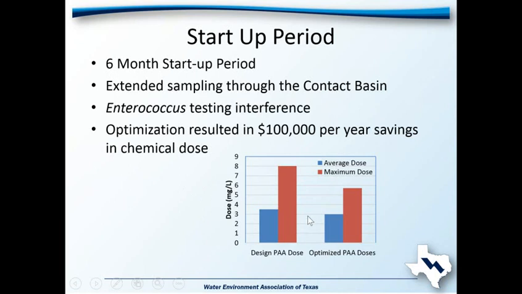On this chart, you can see our original design doses were selected at 3.5 at a peak of 8. That dose goes up as the flow rate goes up in the facility to maintain the CT. Our optimized doses we were able to lower by half a part on our average day, and then down to 5.5 at peak. That resulted in about $100,000 per year savings.